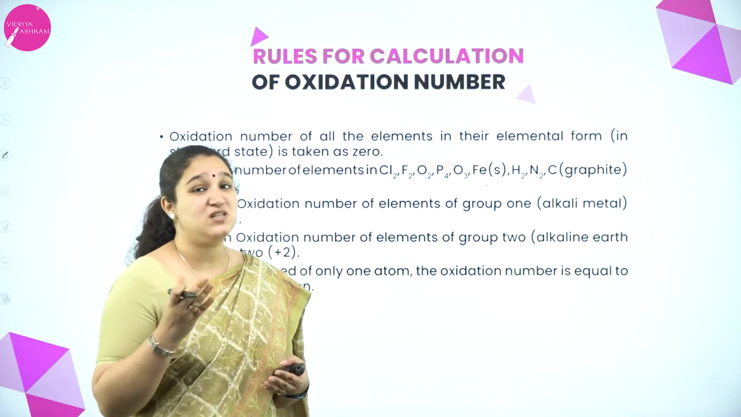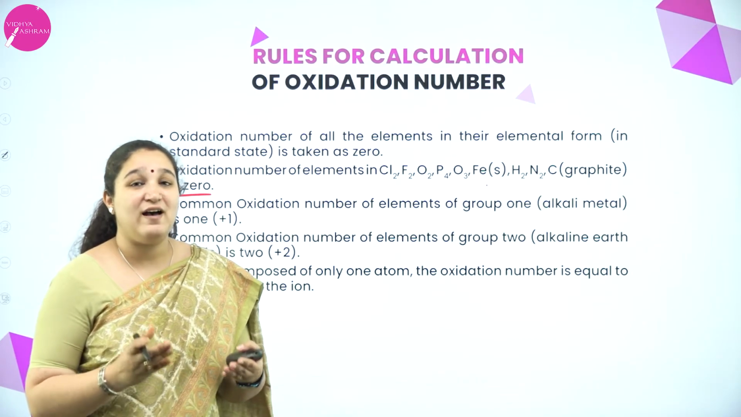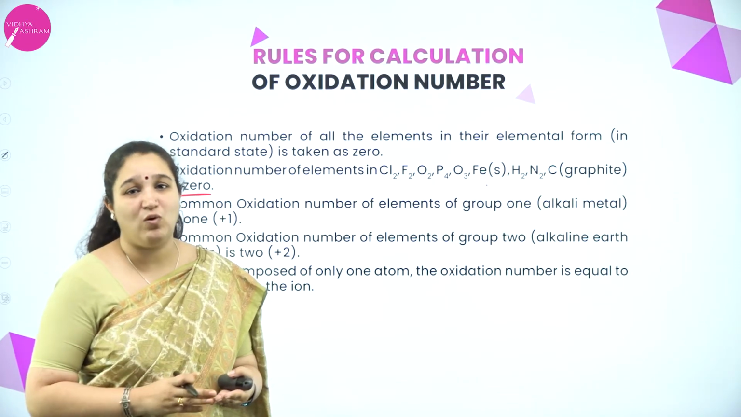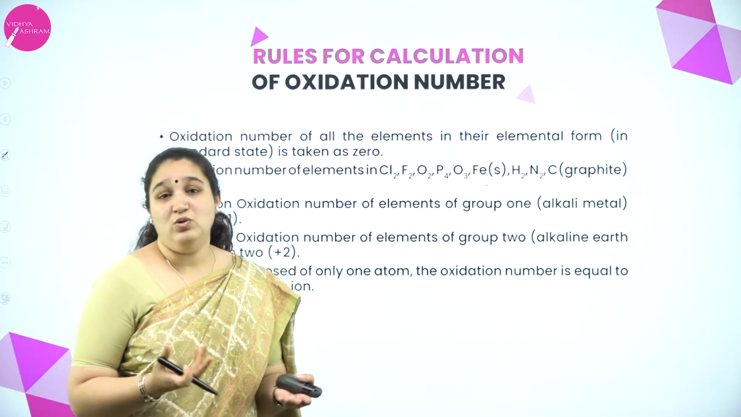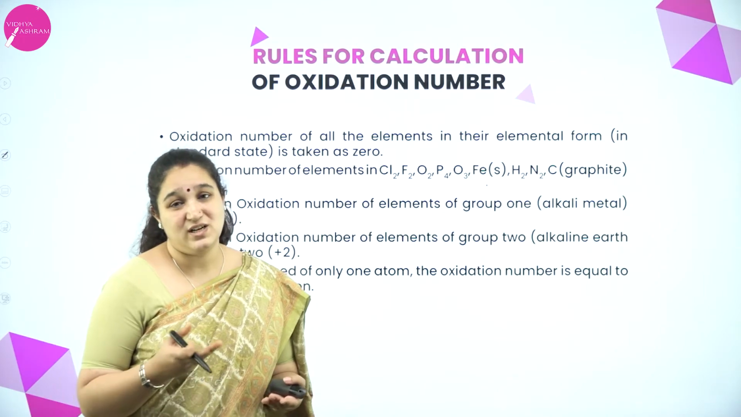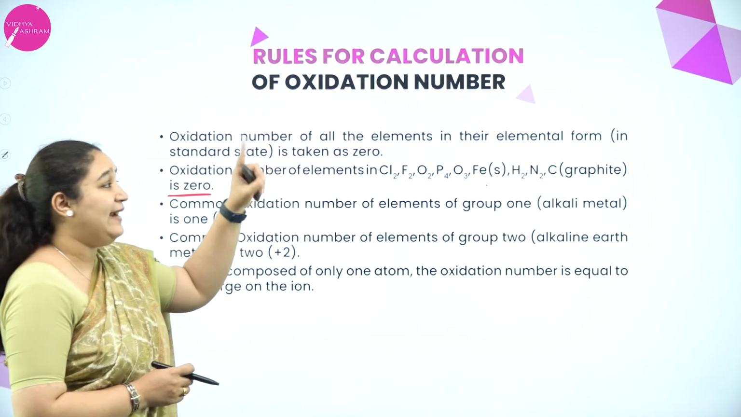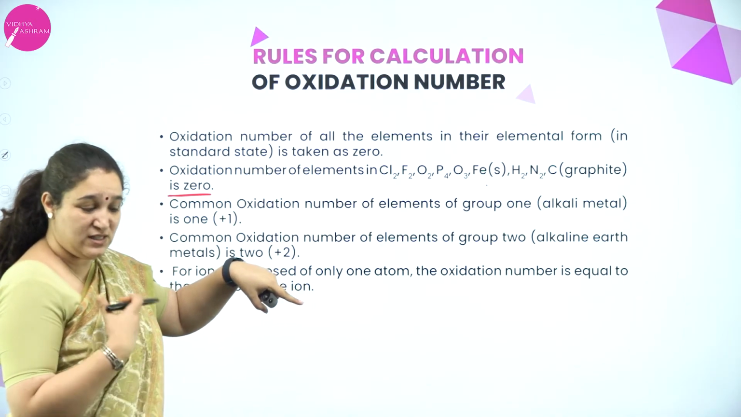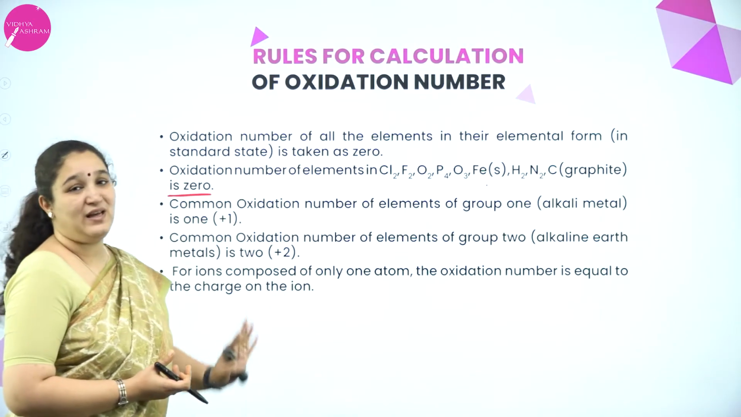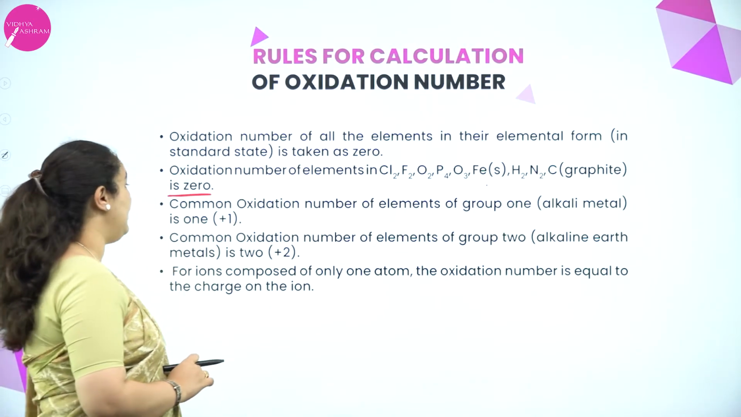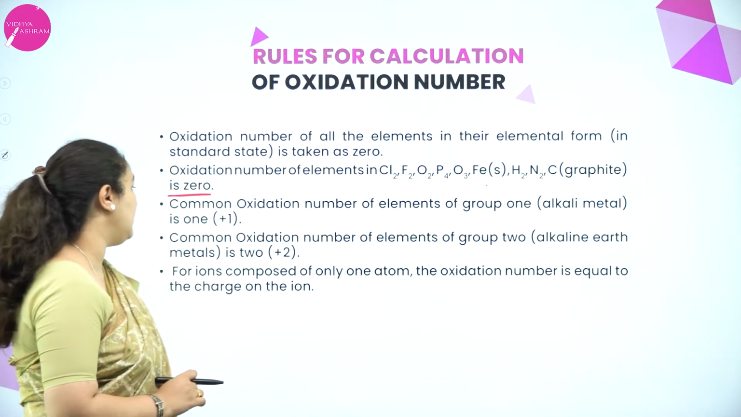Oxygen exists as oxygen gas, not as oxygen atom. So O2 gas has the oxidation number of 0. Iron, in solid state, is present as iron metal, so it has the oxidation state 0. So the oxidation number of all the elements in their elemental form, that is the form in which they are freely existing, all have to be taken as 0. Next, the common oxidation number of the elements of group 1, the alkali metals, is +1.